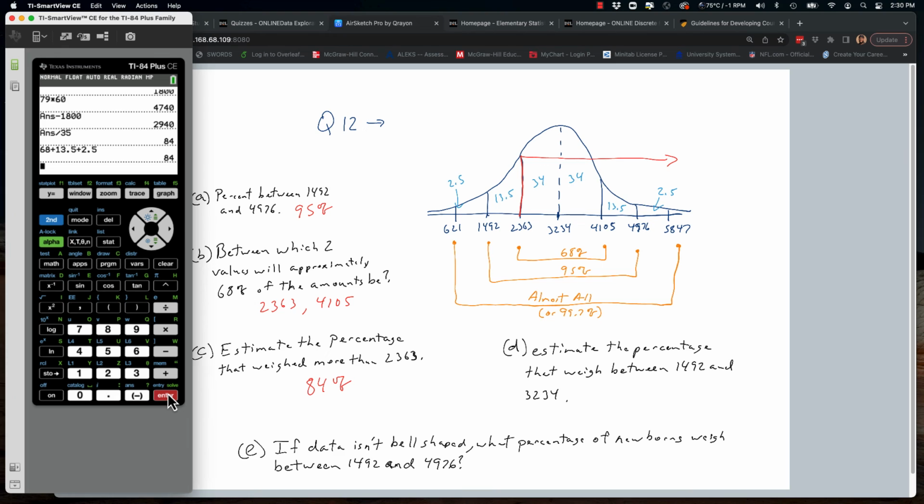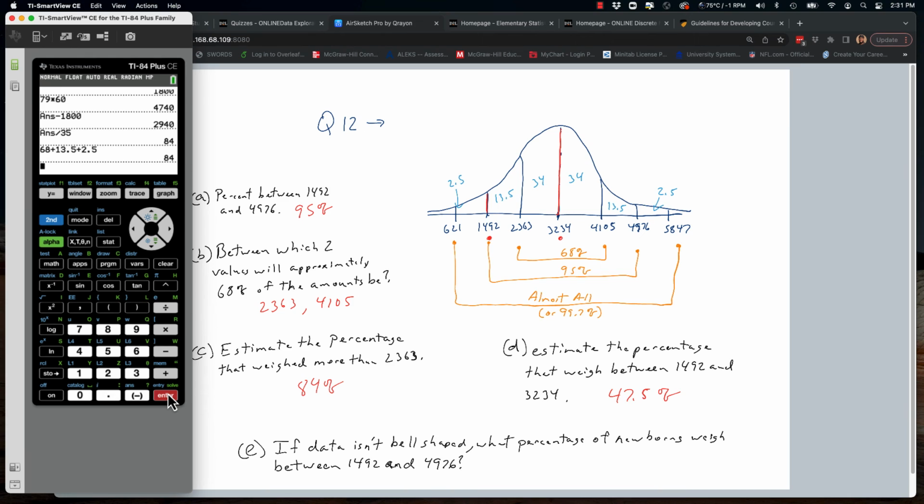Part D asked us to estimate the percentage that weigh between 1492 and 3234. So let me undo a few things here. This was 84%. So between 1492, which is here, and 3234, which is here, would just literally be us adding up the percentages between here and the mean, and that's 34 plus 13.5, so that should be 47.5% of the data falling between those two weights. And that's the only ones I can answer using the empirical rule.